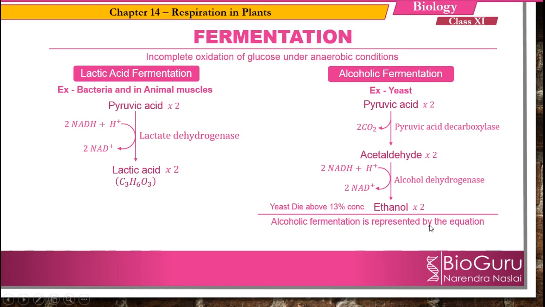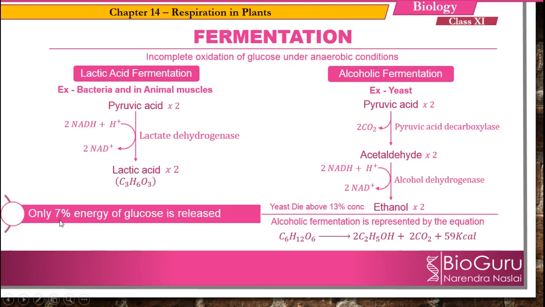Alcoholic fermentation is represented by the equation C6H12O6, the glucose molecule, which under anaerobic condition gets converted into two molecules of ethanol, C2H5OH, then carbon dioxide is released, and only 59 kilocalories of energy is released. That means in overall fermentation, only 7% of the energy of glucose is released. I hope you understood glycolysis as well as fermentation, that is lactic acid fermentation and alcoholic fermentation.